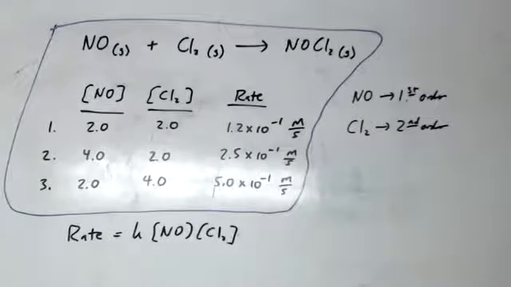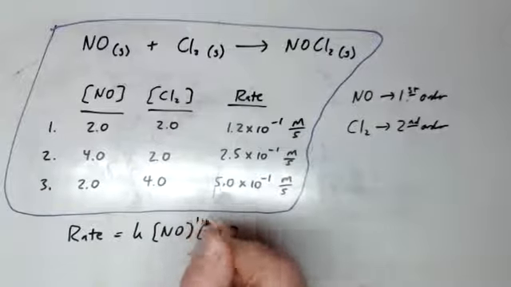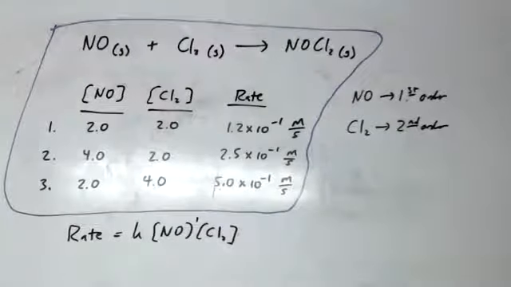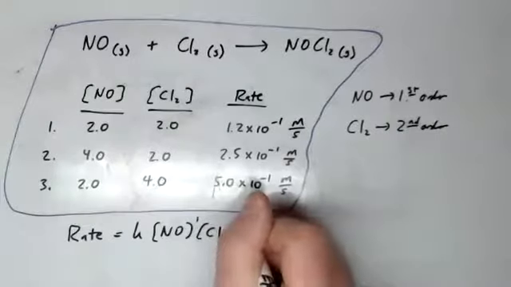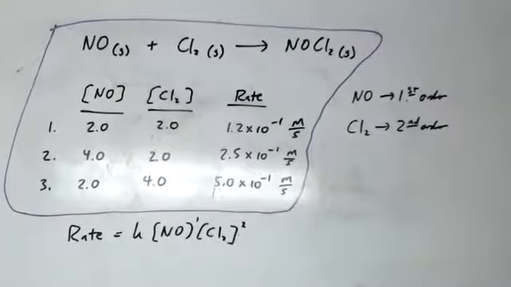So as we just worked out, nitrogen monoxide is first order. So in our rate equation, we're going to raise the concentration of NO to the 1st power, which of course has no effect on it. It's just going to be whatever that concentration was. Chlorine, however, is second order, which means its concentration will have to be squared.